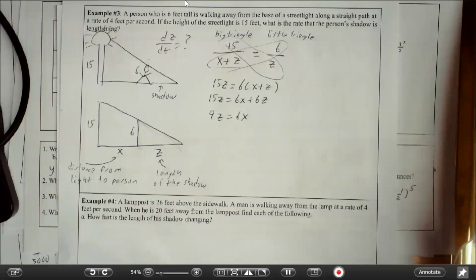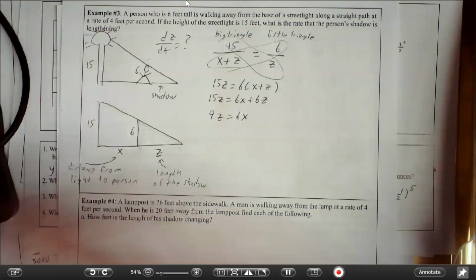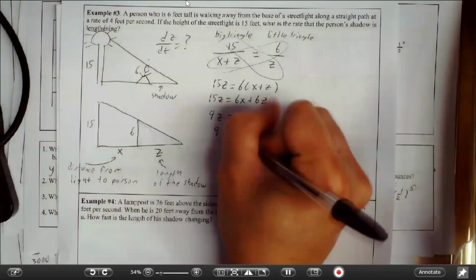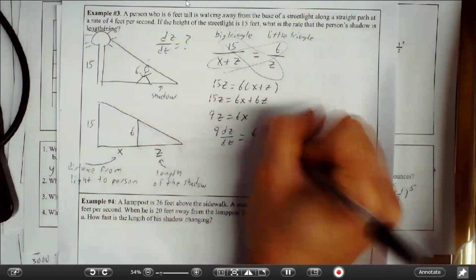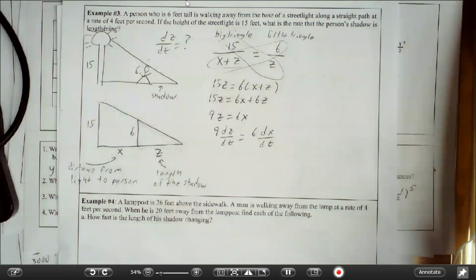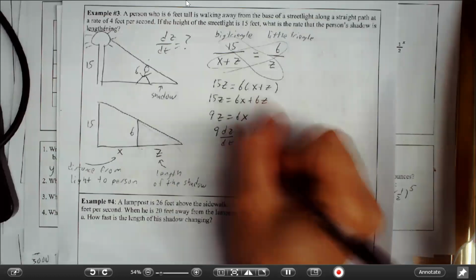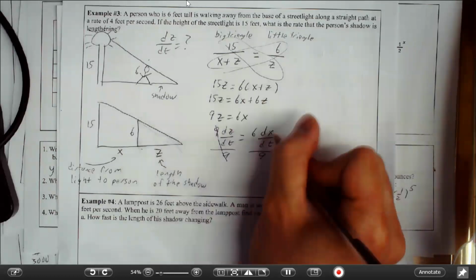And then now we have an equation that we could differentiate. I have z, I have x. So this just becomes 9 dz dt is equal to 6 dx dt. And then I'm just going to solve for dz dt. I'm going to divide both sides by 9. And I'm going to plug in what dx dt is.